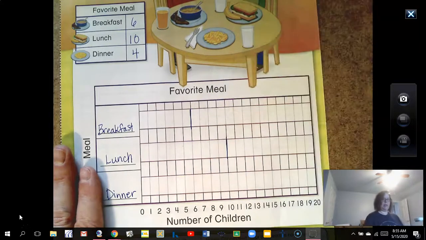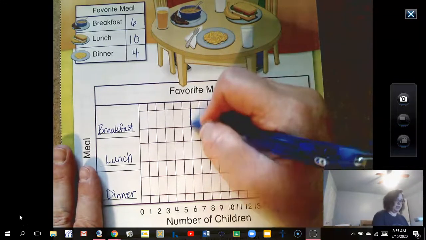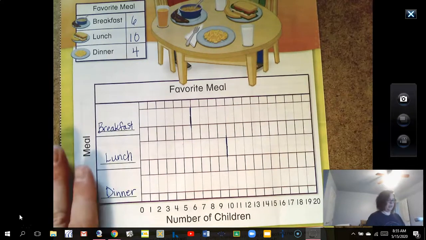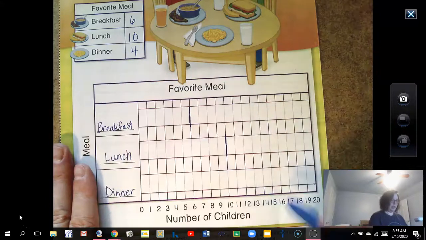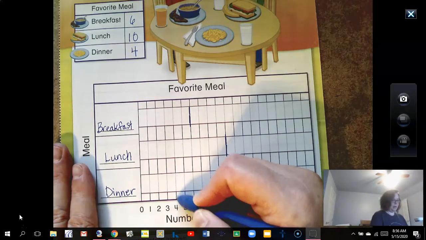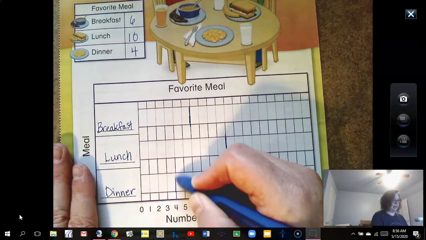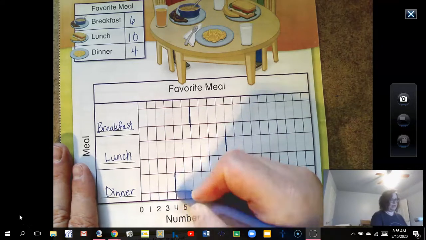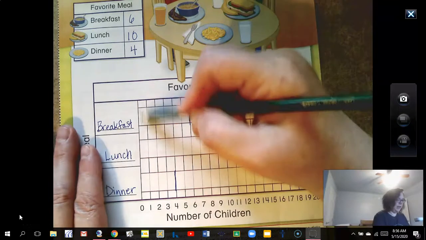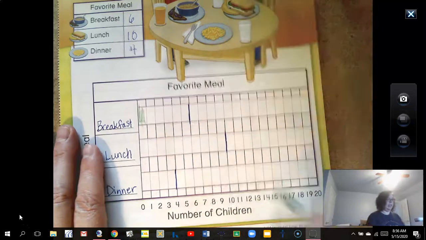Okay, is everybody following along so far? See how this is a little bit darker? You could use a colored pencil for this as well. Dinner, 4, or a crayon. So I find 4, and then I draw the line right here for dinner. Now what is involved next is just coloring it, so that it is shaded in.